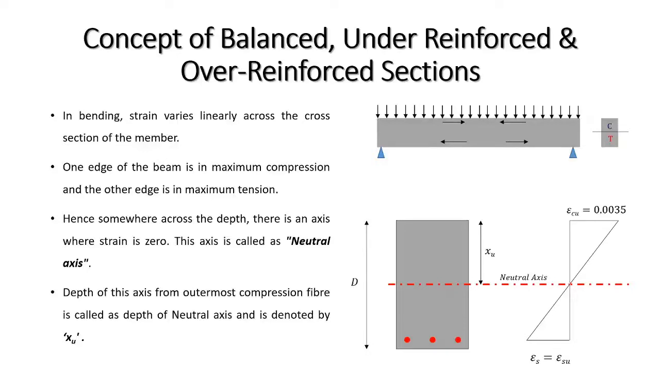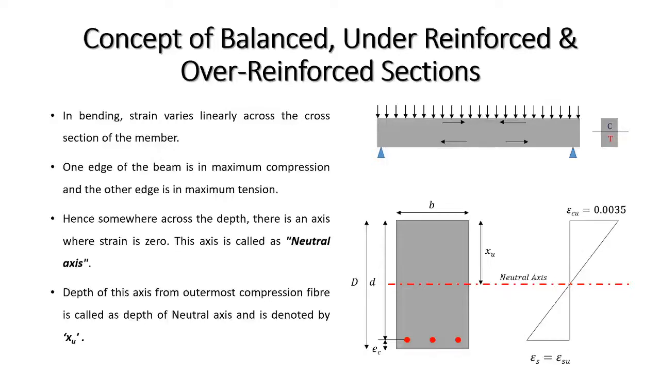Capital D is the overall depth of the section. Small b is the overall width of the section. Small d is termed as effective depth, and this effective depth is the perpendicular distance between the extreme compression fiber and the centroid of the tensile reinforcement. Then the perpendicular distance between the centroid of the tension steel and the extreme tensile fiber of this concrete section is called the effective cover.